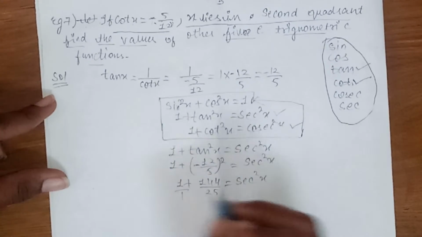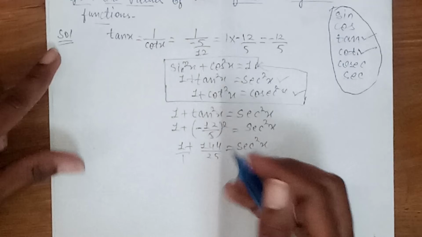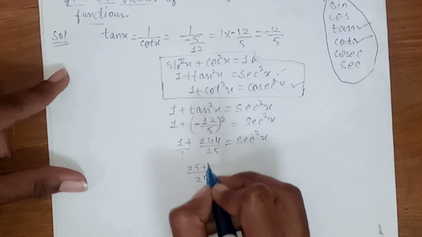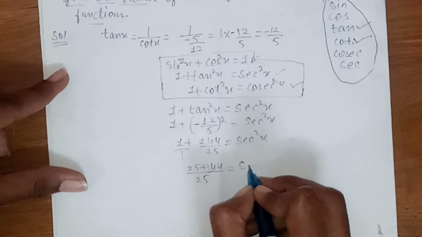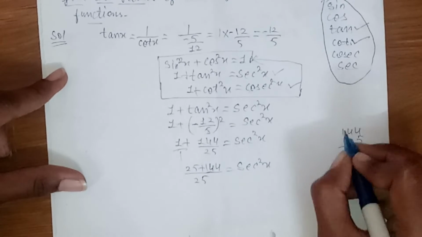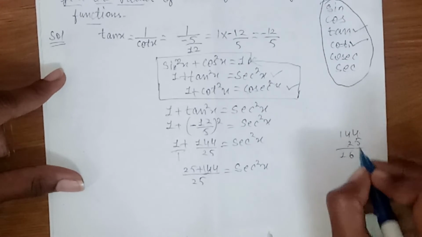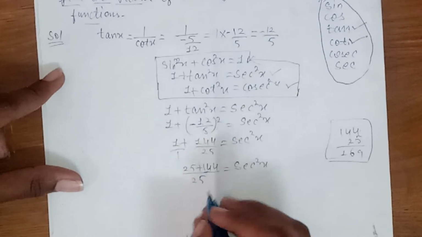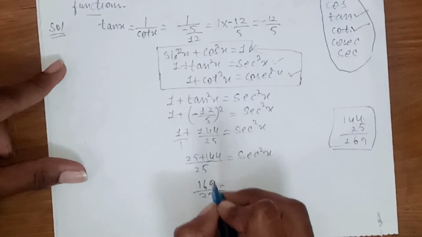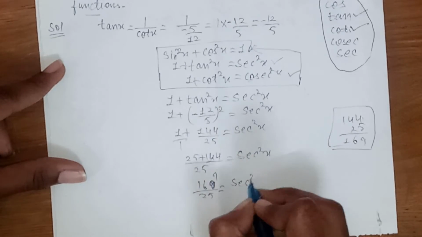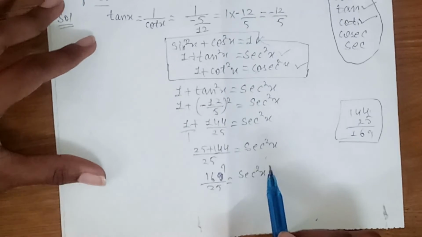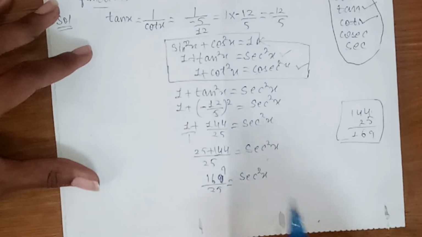So taking LCM. 1 and 25, the LCM is 25. So 25 plus 144 is equal to secant square x. So 144 plus 25 is what? 4 plus 5 is 9, 4 plus 2 is 6, 1 is 1, which is 169. So 169 by 25 is secant square x. So we need the value of what? Secant x. Whichever value you are finding, that should be on the left hand side.